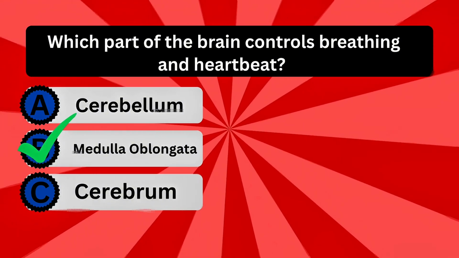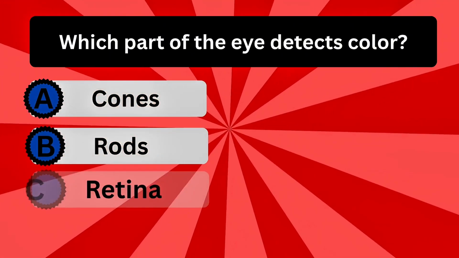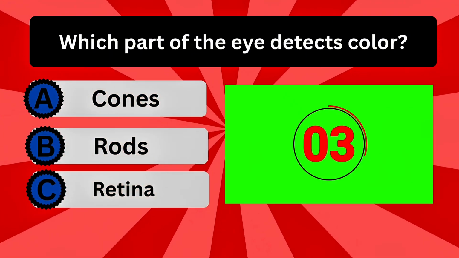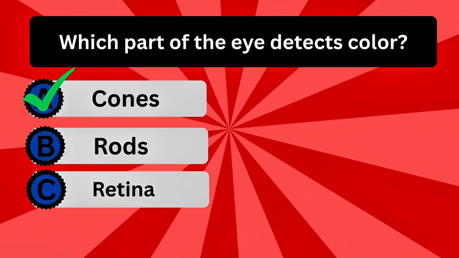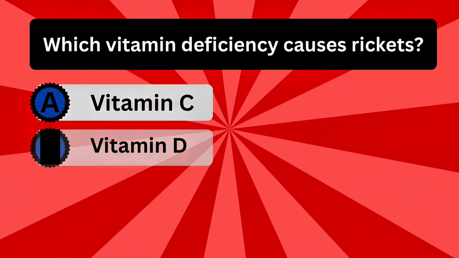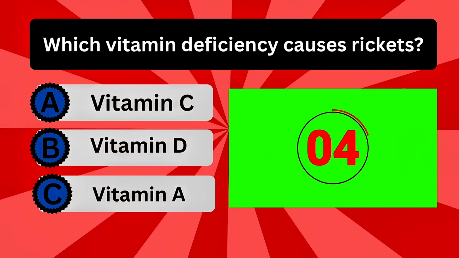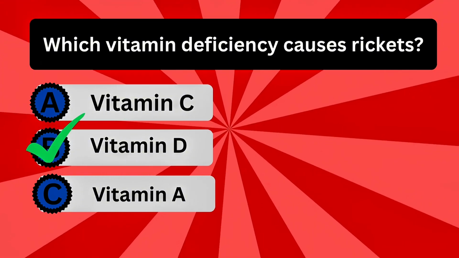Answer B, deoxyribonucleic acid. Which part of the brain controls breathing and heartbeat? Answer B, medulla oblongata. Which part of the eye detects color? Answer A, cones. Which vitamin deficiency causes rickets? Answer B, vitamin D.